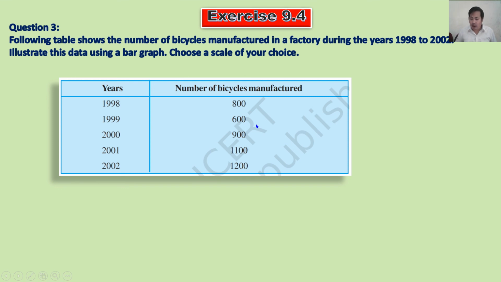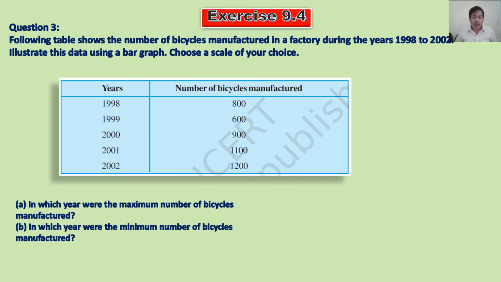So let us see how we can do it, and we have to answer some more questions for this. In which year were the maximum number of bicycles manufactured, and in which year were the minimum number of bicycles manufactured? After drawing the bar graph, we can find out the answer very easily, isn't it? Yes. So let us go to the solution now.